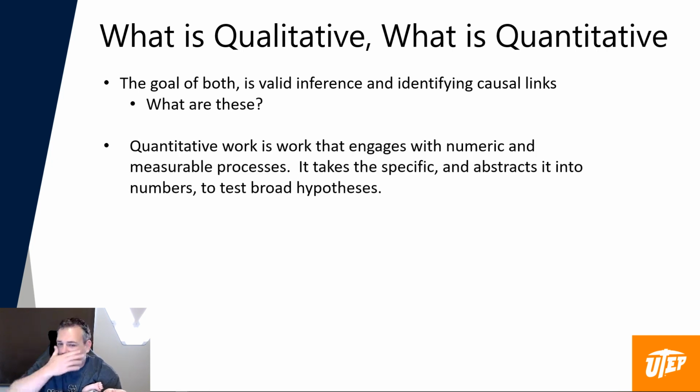Quantitative research is work that engages with numerical, measurable processes and then takes those specific occurrences which you are observing, abstracts them into numbers, and then uses those numbers through statistical processes to test broad hypotheses and attempt to find evidence that the theory that you're employing is actually correct.